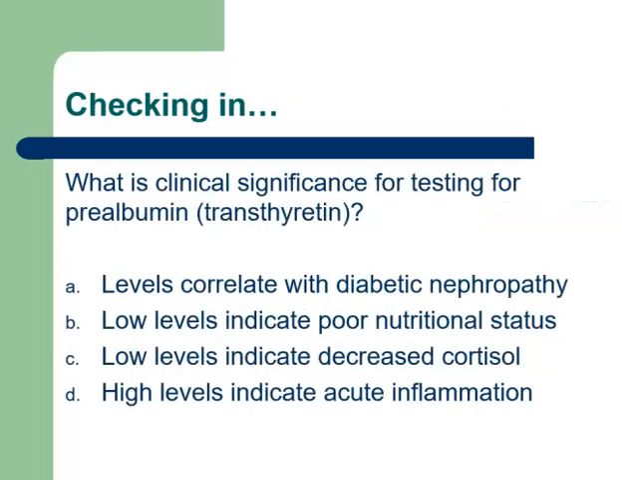So let's do a quick little check-in question here. What is the clinical significance for testing for pre-albumin? Take a second, pause the video, try to answer it on your own before you move on and get the correct answer. The correct answer is B. Low levels indicate poor nutritional status.